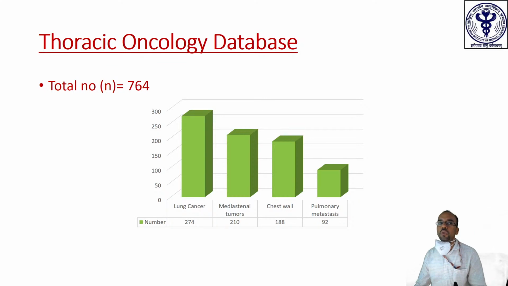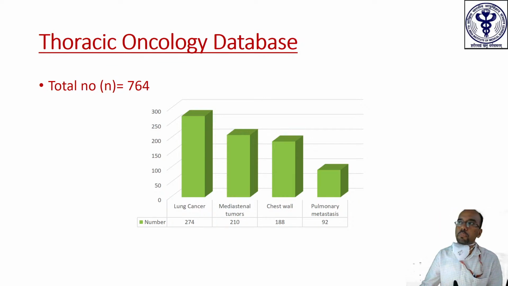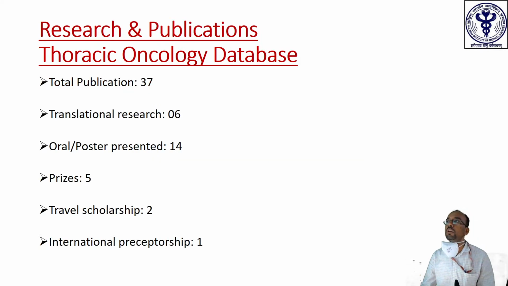If we talk about the whole number, the thoracic database includes 764 patients, and among them 274 are lung cancer, 210 are mediastinal tumors, chest wall tumors are 188, and pulmonary metastasis are 92. If we talk about the outcomes of this thoracic database, a total of 37 publications have been published in various national and international journals, and among them 6 are translational research. 14 papers have been published and presented in national and international conferences. 5 residents got prizes, 2 residents got travel scholarships, and 1 resident got international preceptorship based on this data.